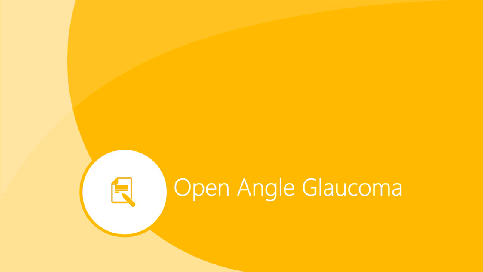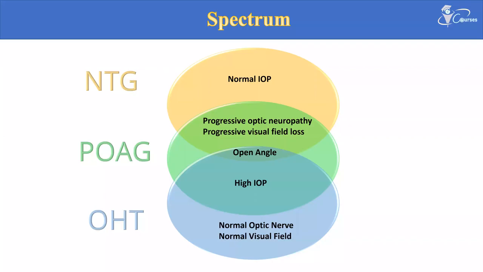Okay, so let's start with open angle glaucomas. We'll discuss first the primary glaucomas, then the secondary glaucomas. We first need to have this concept of the spectrum of the diseases.